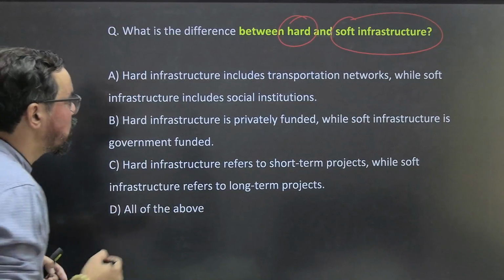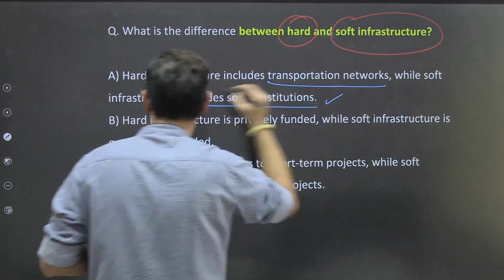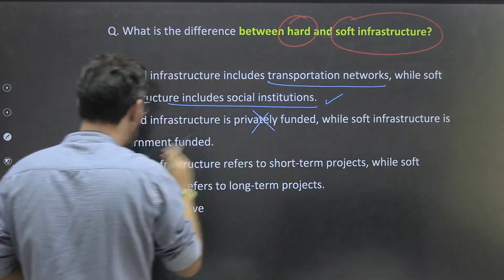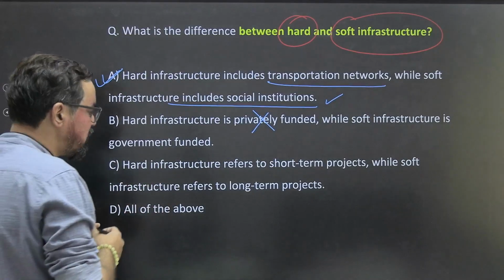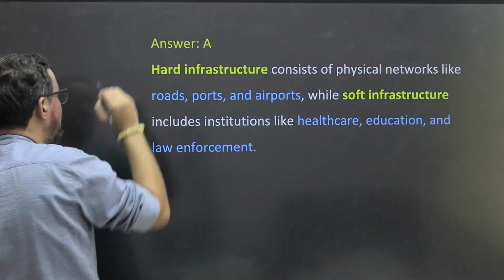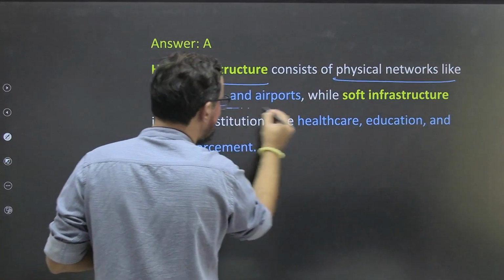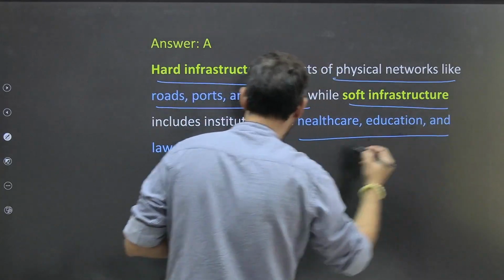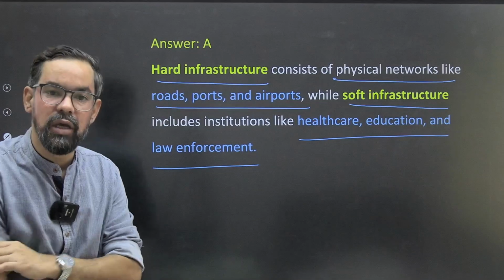Hard infrastructure includes transportation networks, true. Soft infrastructure includes social institutions, 100% true. Hard infrastructure is privately funded? No, we do not have such a categorization; it is majorly done by the government itself. Hard infrastructure refers to short-term projects? These are all long-term projects. So option A is the right answer. Hard infrastructure consists of physical networks like roads, transport, and airports, whereas soft infrastructure includes healthcare, education, banking, law enforcement, and insurance.